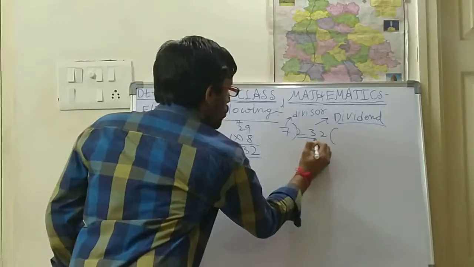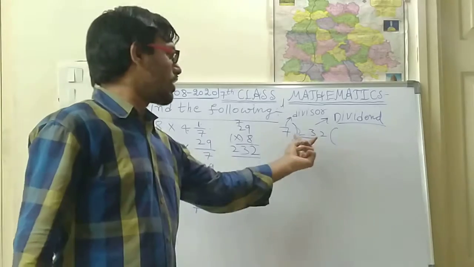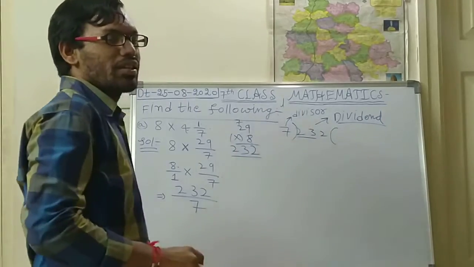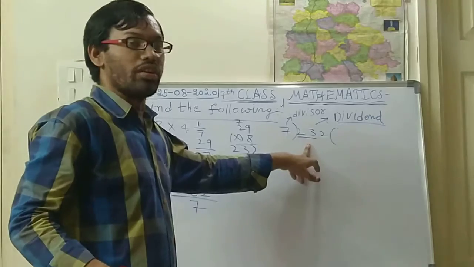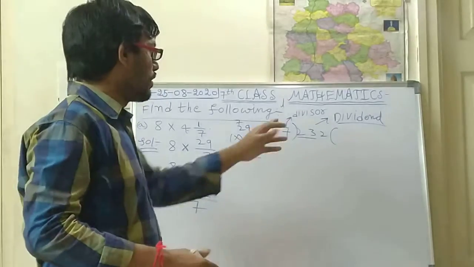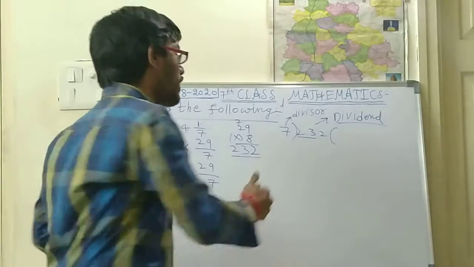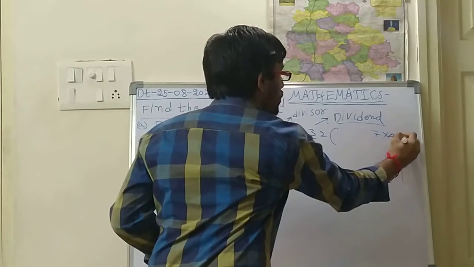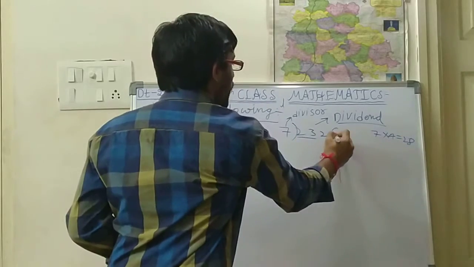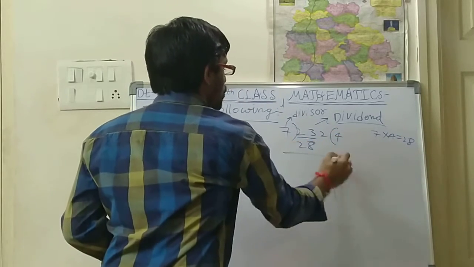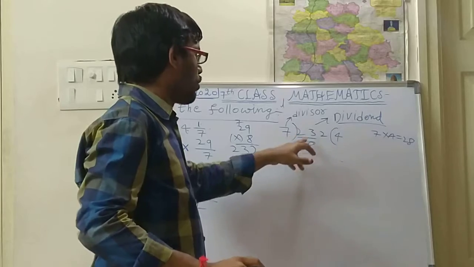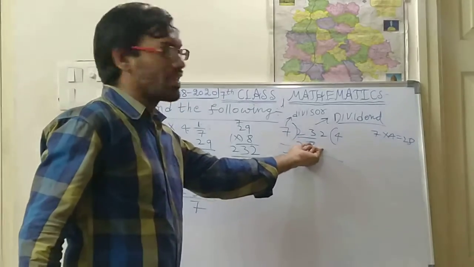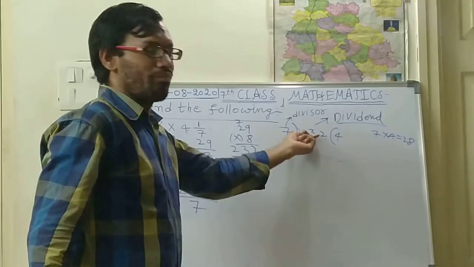First take two digits. 3 digits are there, take only 2 digits. So 7 into how much will come as 23? 7 threes are 21, still less. So 7 fours are 28. 7 into 4 is 28. So if you take 28, 23 minus 28, the lower number is greater than the upper number.